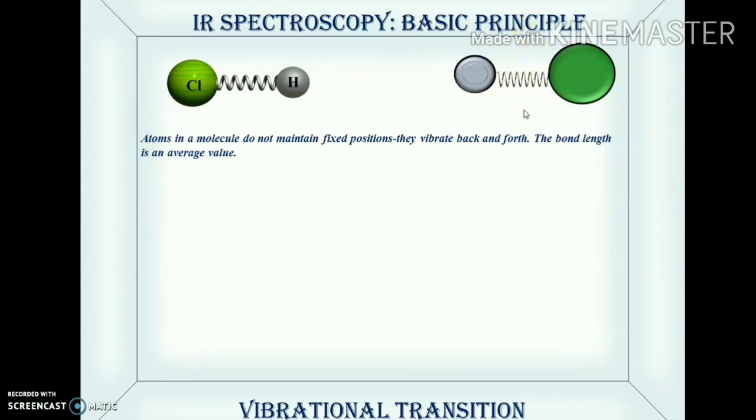In other words, the definite fixed value of the bond length that we had been learning up till our lower classes is actually an average value. It is not a fixed value but an average value. Why an average value? Because it keeps on decreasing and changing time and again. Why? Because the atoms are vibrating in their own position.